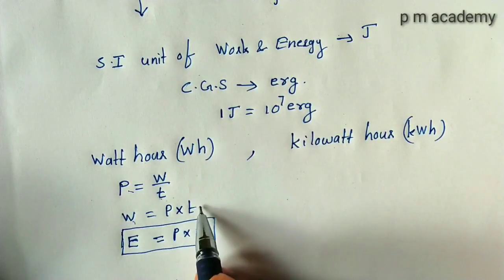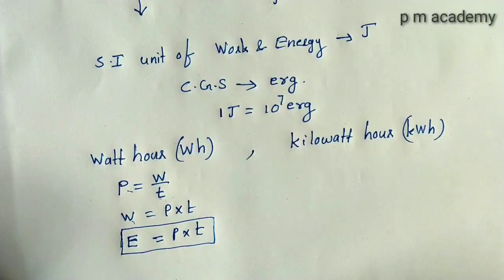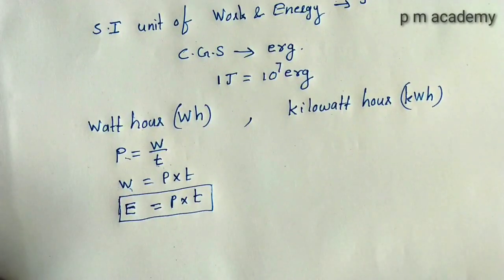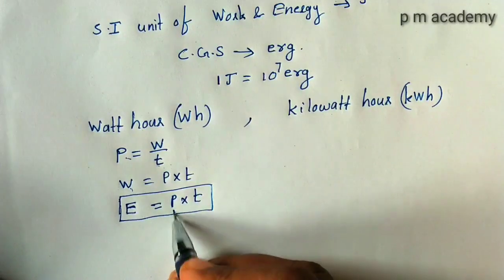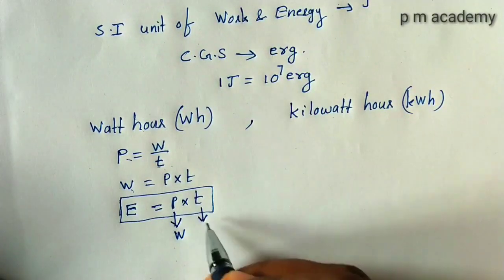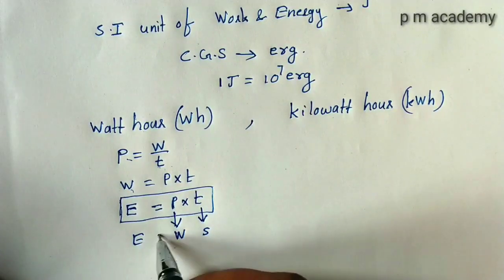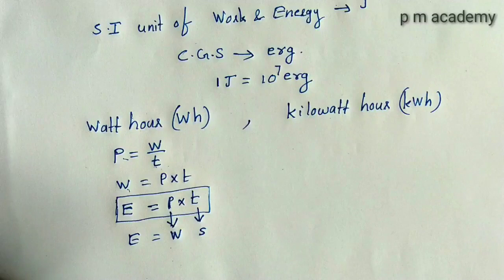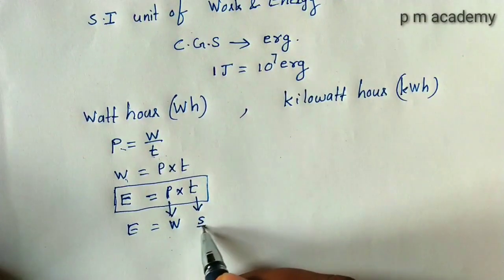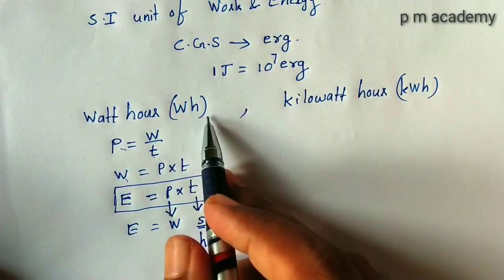Work is equal to power into time. The same formula we can use for energy. E is equal to P into T. Here, your SI unit of power is watt. SI unit of time is second. Therefore, SI unit of energy, actually, is watt second. If you are using hour instead of second, then it is known as watt hour.